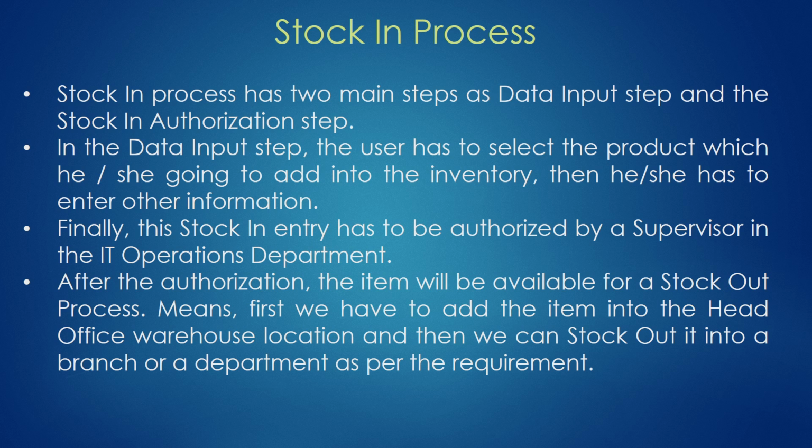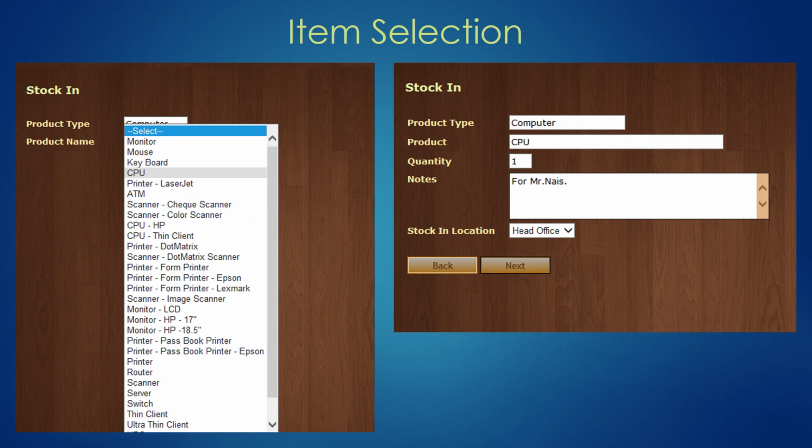Means first we have to add the item into the head office warehouse location, and then we can stock it out into a branch or a department within the organization. According to this drop-down list, we can select the product and then we can mention its quantity, notes if available, and then the stocking location as head office. Okay, now we will see how we did the Java coding for these two pages.